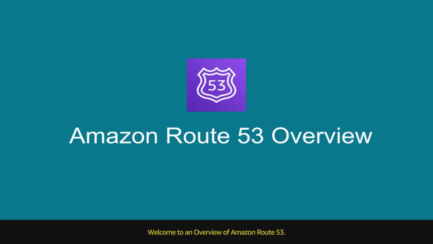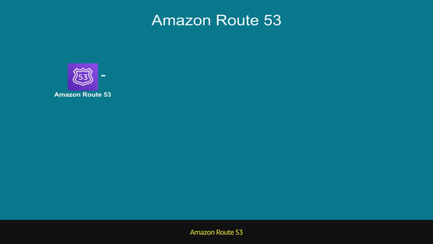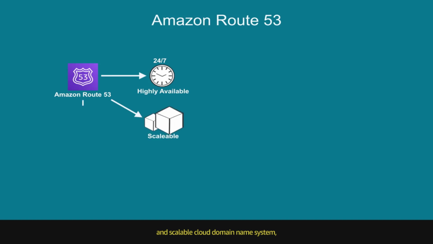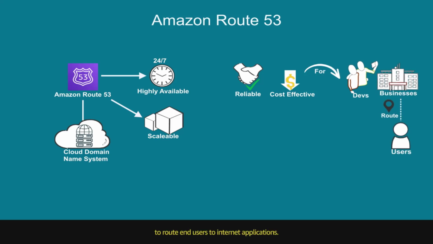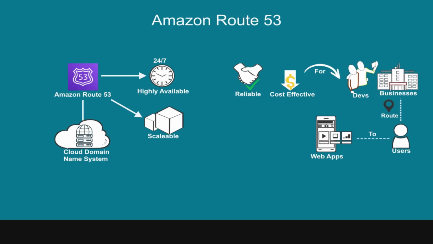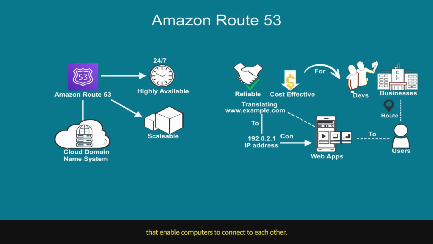of Amazon Route 53. Amazon Route 53 is a highly available and scalable cloud domain name system that provides a reliable and cost-effective way for developers and businesses to route end users to Internet applications. This is achieved by translating names like www.example.com into numeric IP addresses like 192.0.2.1 that enable computers to connect to each other. Amazon Route 53 is also fully compliant with Internet Protocol version 6.